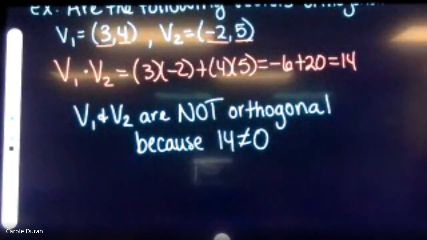Orthogonality is determined by a dot product that equals 0. Yes. So the only way to be orthogonal is if they have a dot product equal to 0.